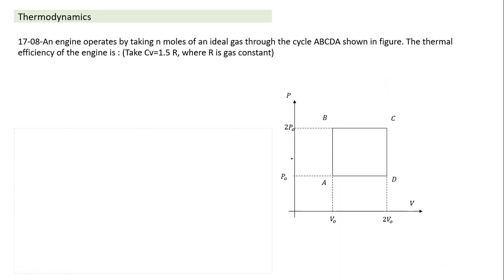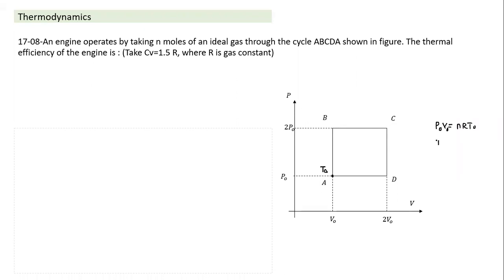If we have to calculate all such cases, I'll add one more thing here. Only pressure and volume values are given. I'll add a term T naught here. And what would T naught be equal to? If I take point A, P naught V naught is equal to nR T naught.